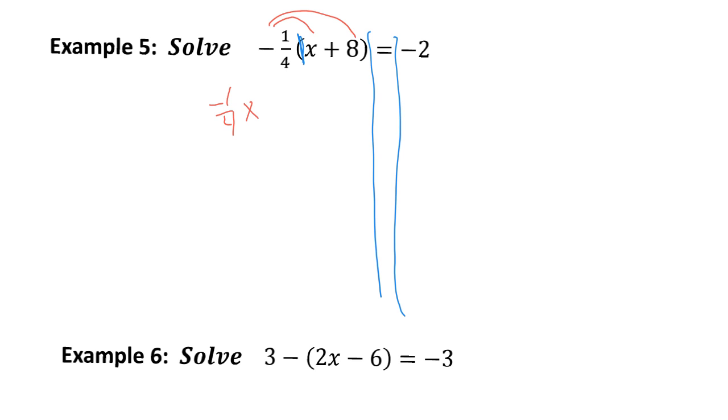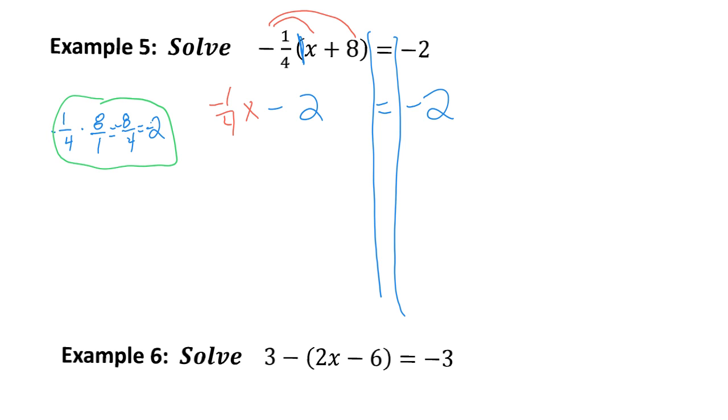-1/4 times 8, in case we need to see that math. -1/4 times 8 over 1 is -8/4, which is just -2. So that's why we have -2. And now we write equals -2. If you needed to do this in your calculator, that's okay. Please do that.